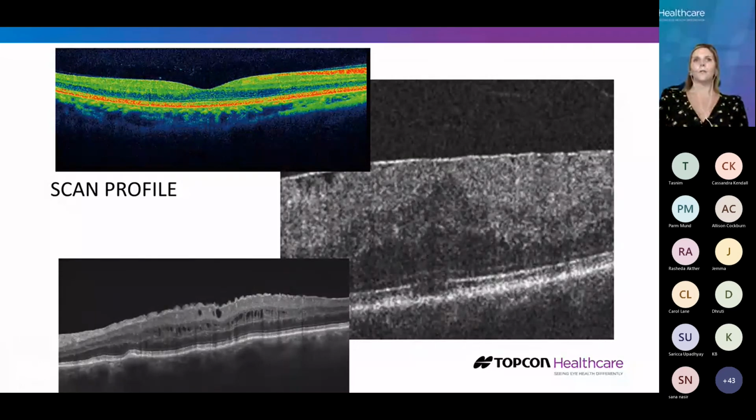Now, scan profile. So when we talked earlier about normal, again, what's your scan profile like? Is it looking normal? So we said, or I said to you, that a normal looking scan profile would have a thicker retinal nerve fiber layer nasally and thinnest temporally, smooth inner limiting membrane, and a normal foveal depression. We'd then have the hyper and hyporeflective layers.